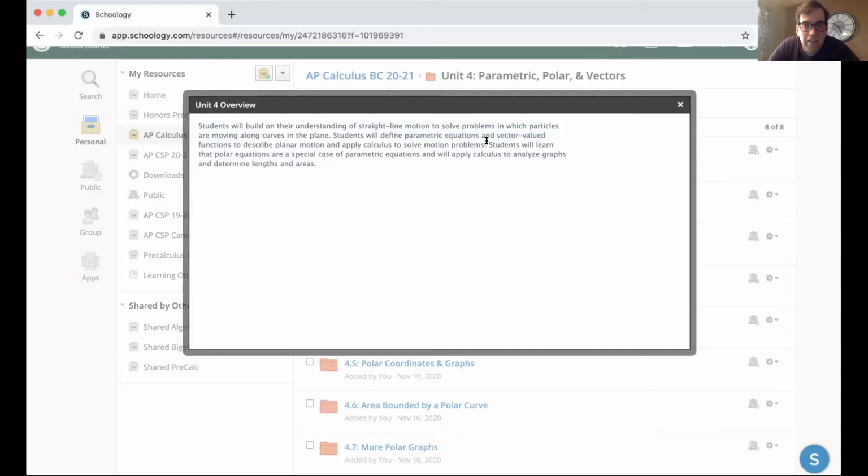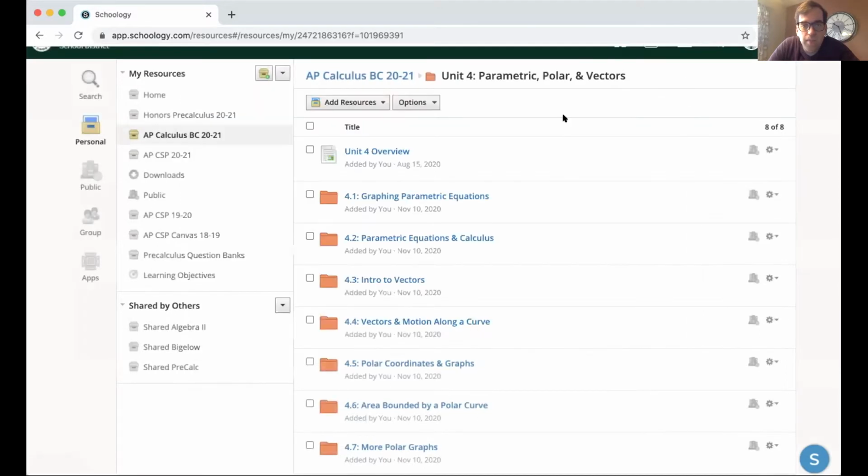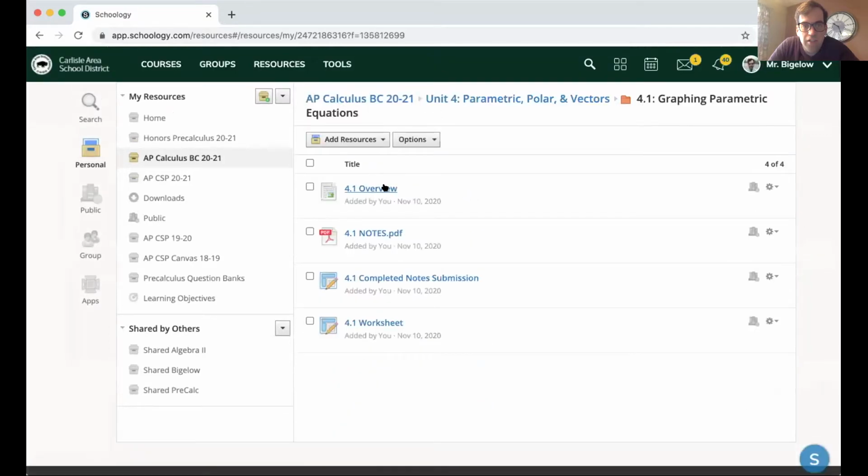Later in the unit, we're also going to learn about polar equations, and these are a special case of parametric equations that we'll apply calculus to analyze graphs and determine lengths and areas. So this unit's going to be a lot of graphing, a lot of still deriving and integrating, but with motion on a coordinate plane. All right. So that's the overview. Specifically today, we're just going to see an intro of graphing parametric equations.